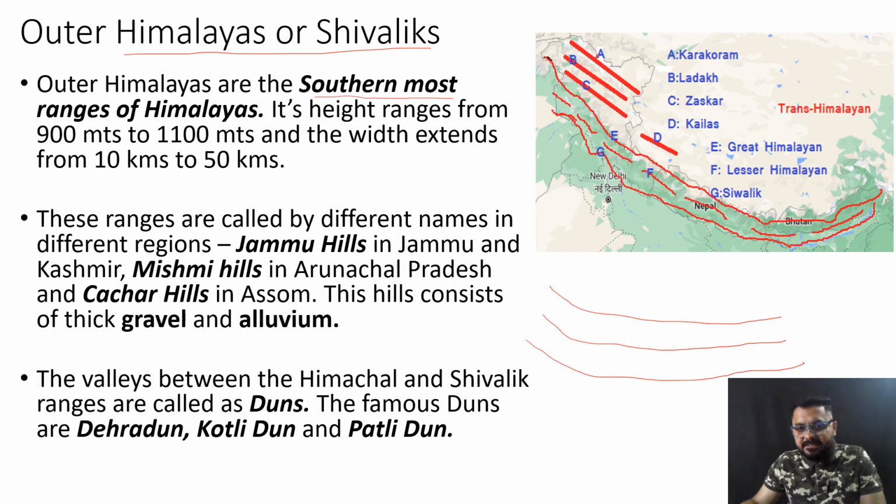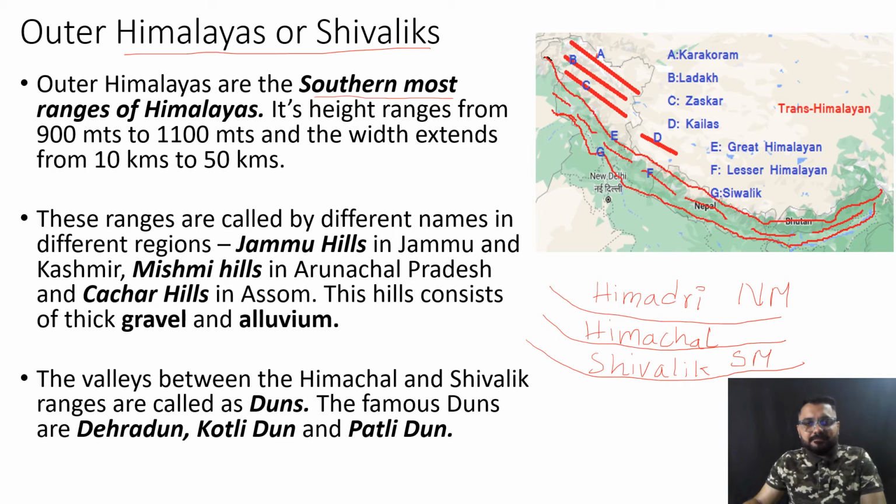So, Greater Himalayas, called Himadri, are the northernmost range of Himalayas. In between, we have Himachal Himalayas, also called as Lesser Himalayas, and the southernmost range of Himalayas are Outer Himalayas, also called as Shivaliks. Here the height of these mountain ranges are from 900 meters to 1100 meters.